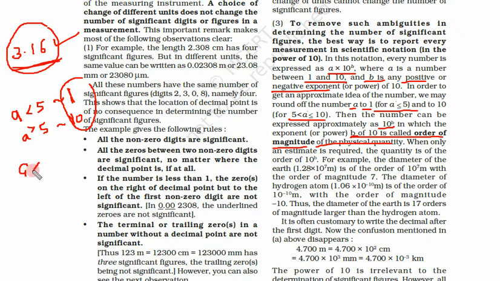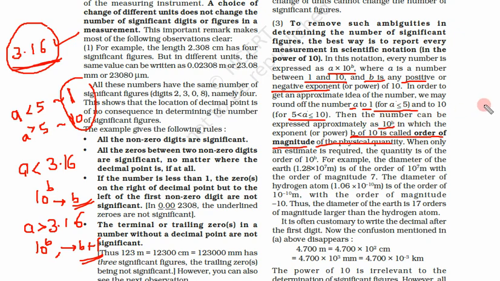So if a is less than 3.16, then in 10 to the power b, the order of magnitude is b. If a is greater than 3.16, then in this 10 to the power b, the 10 is because of this approximation and b was already there, so what we get? b plus 1. So the order of magnitude is b plus 1 when the number is greater than 3.16. The order of magnitude is the same when the number is less than 3.16.